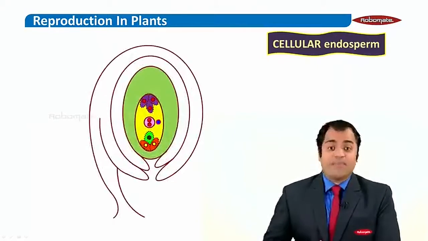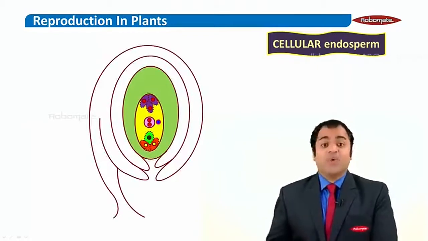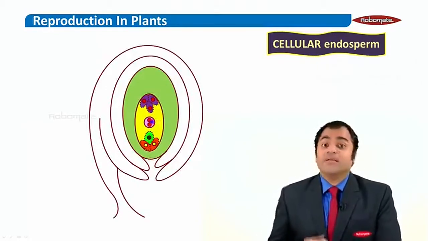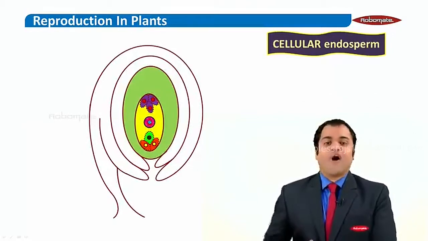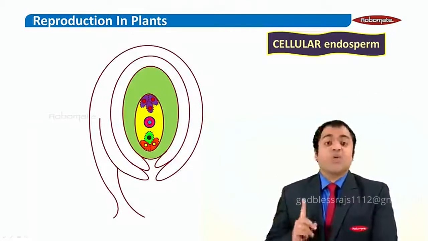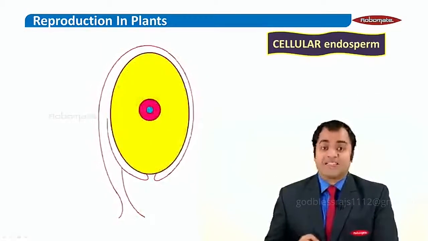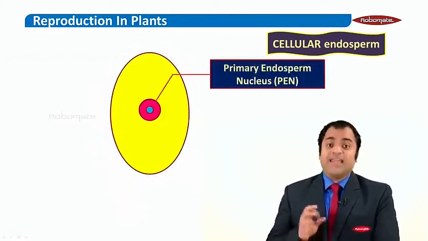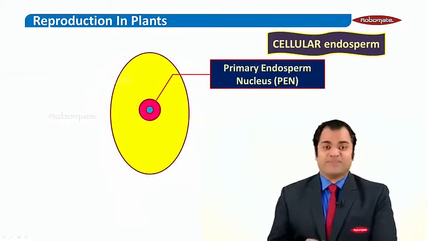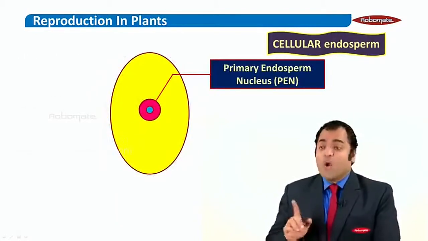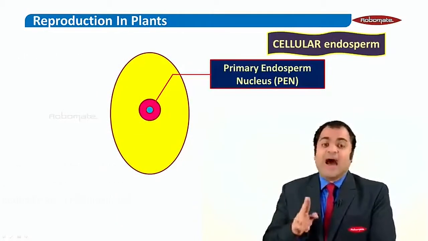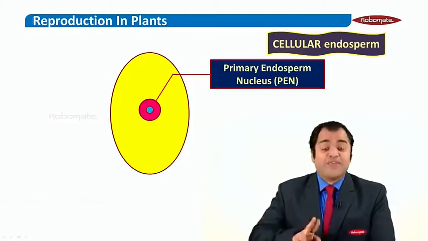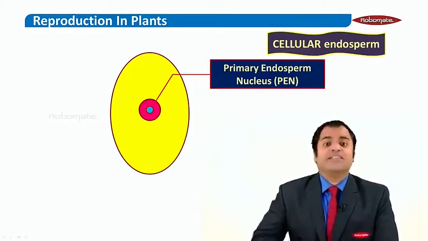So first let's understand what is cellular endosperm and how does this develop. So we all remember that second male gamete which is fusing with the secondary nucleus and forming this triploid structure, which we now know is called the primary endosperm nucleus. Remember, it is a triploid structure. Now let us see what happens here and how this development is different from the free nuclear development.